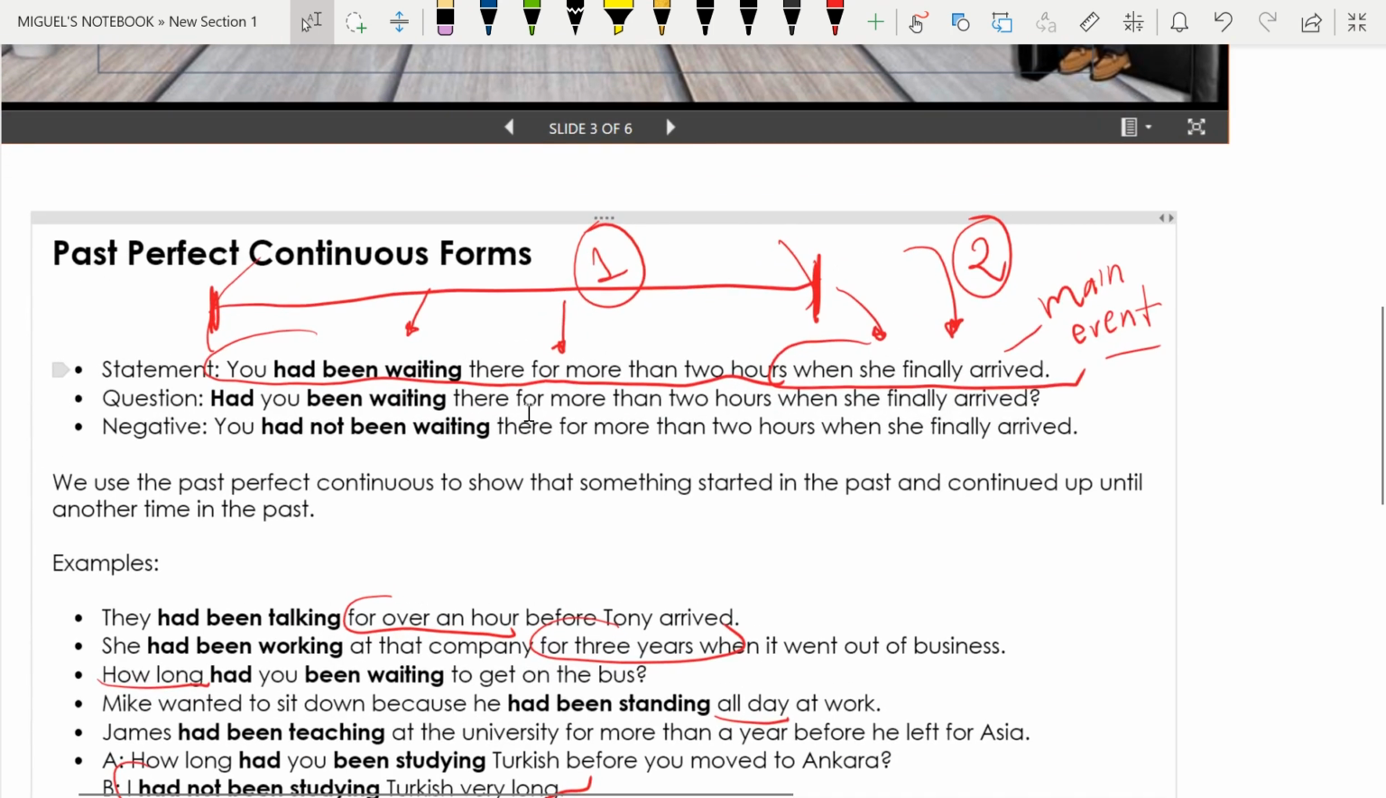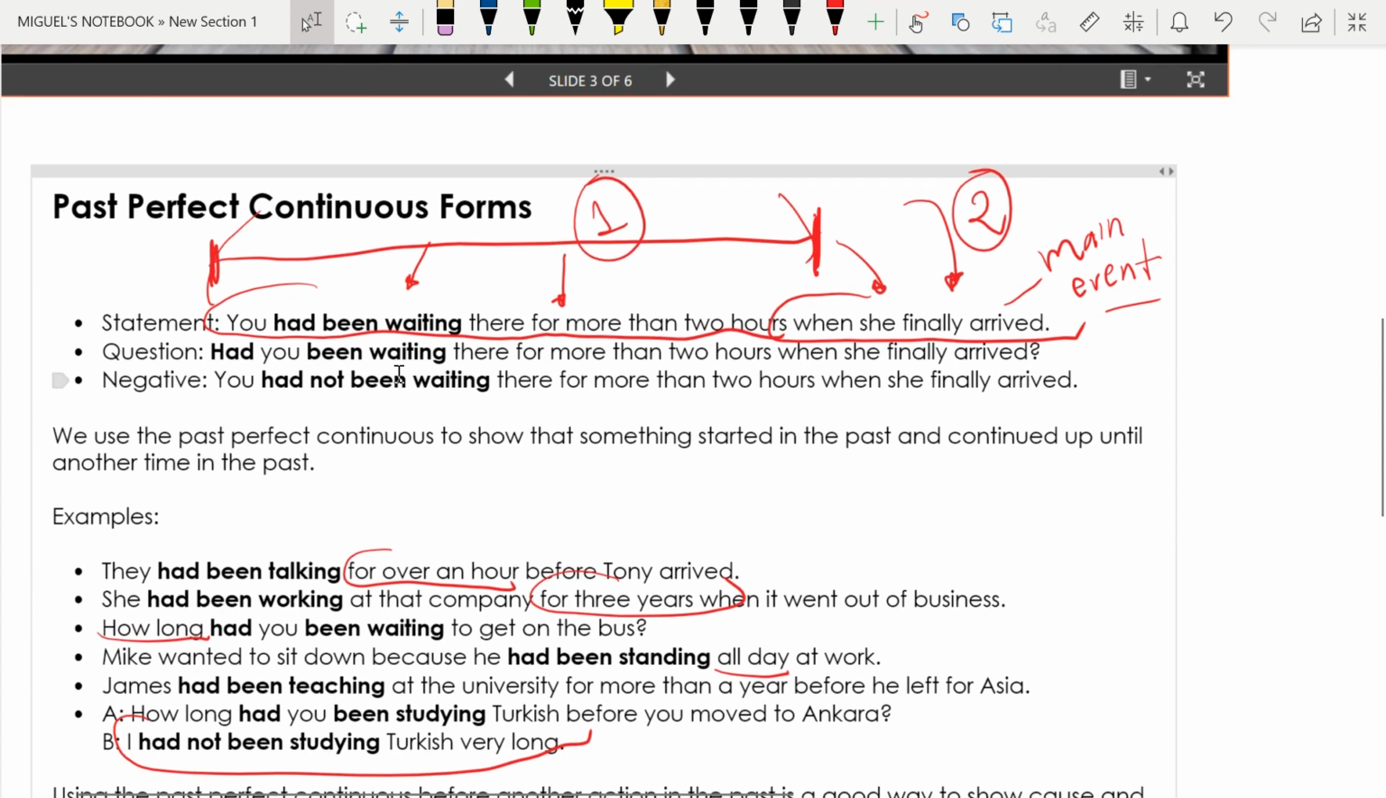You had been waiting there for more than 2 hours when she finally arrived. I had waited when she finally arrived, or before she arrived. I'm making emphasis on the action only, that I had waited. But if I say, I had been waiting there for more than 2 hours, I'm making more emphasis on the duration of the action.